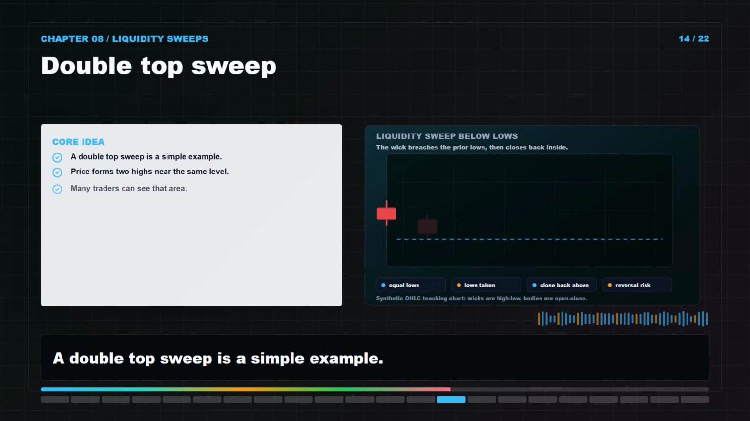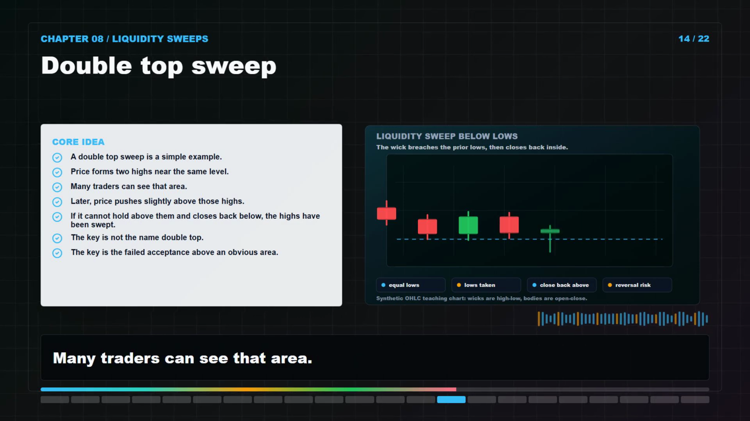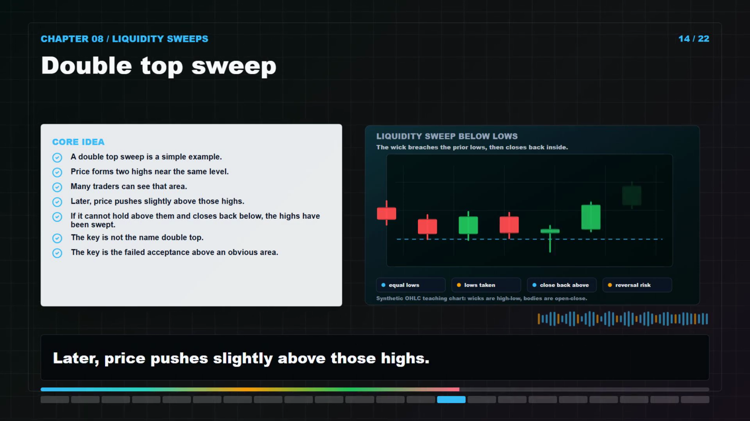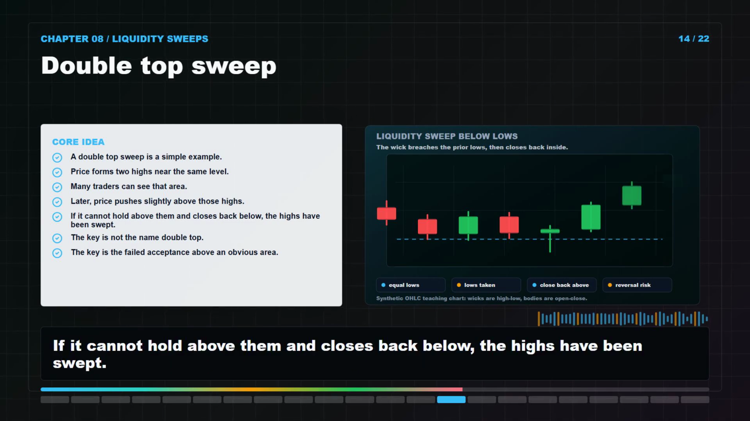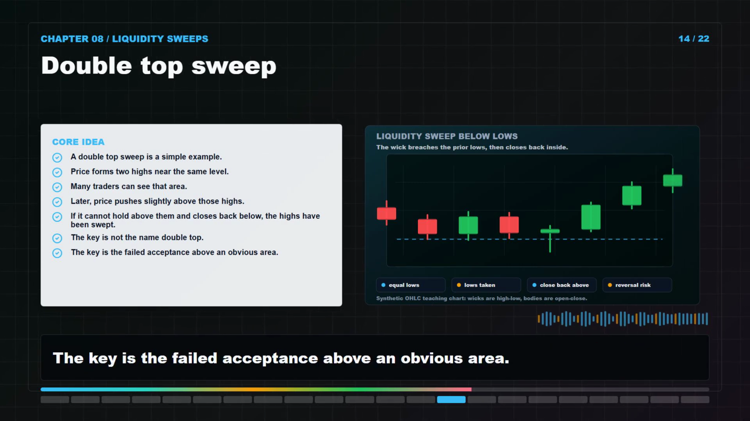A double top sweep is a simple example. Price forms two highs near the same level. Many traders can see that area. Later, price pushes slightly above those highs. If it cannot hold above them and closes back below, the highs have been swept. The key is not the name double top. The key is the failed acceptance above an obvious area.